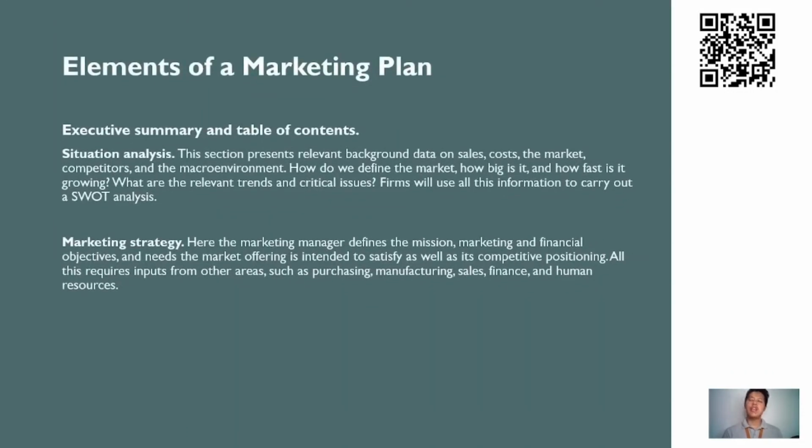Now, what are the elements of a marketing plan? Of course, we begin with an executive summary and a table of contents. The executive summary is simply summarizing everything that is within the marketing plan, of course, and a table of contents that outlines the necessary and important topics that are within the specific marketing plan.